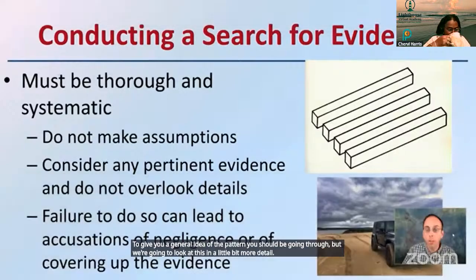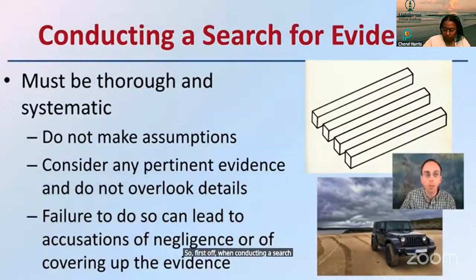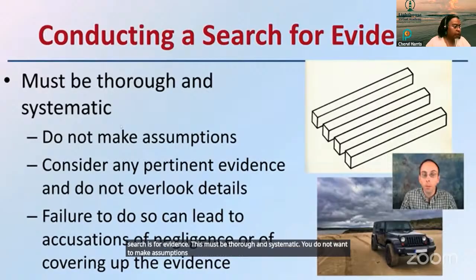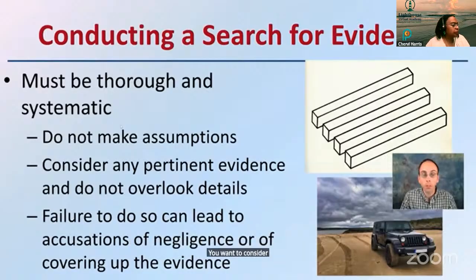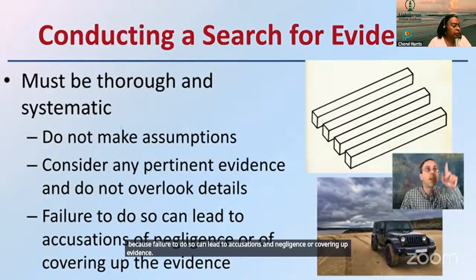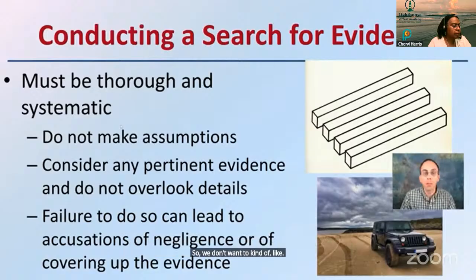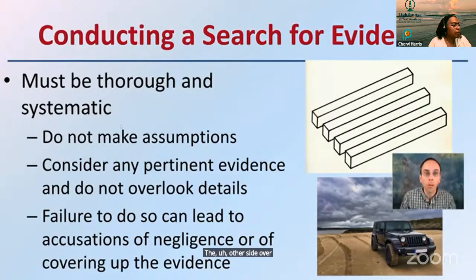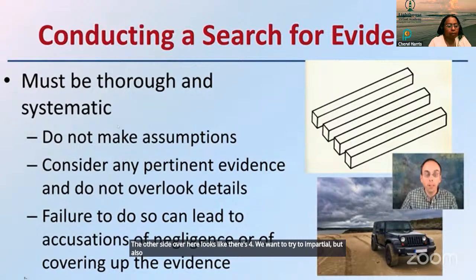So first off, the whole point of conducting a search is for evidence. This must be thorough and systematic. You do not want to make assumptions. You want to consider any pertinent evidence and not overlook little details, because failure to do so can lead to accusations of negligence or covering up evidence. So if we look up here, we don't want to assume there's just 3, because if we look on the other side over here, it looks like there's 4. We want to try to be impartial, but also thorough, systematic, and detail-oriented.